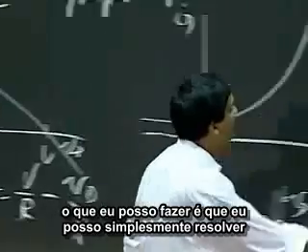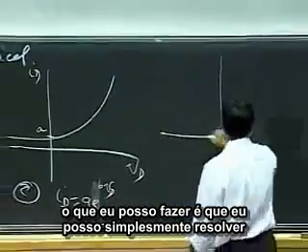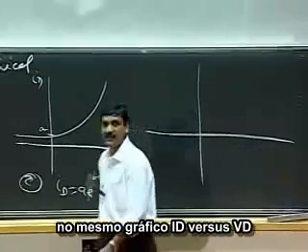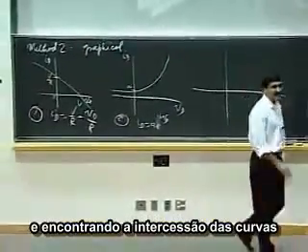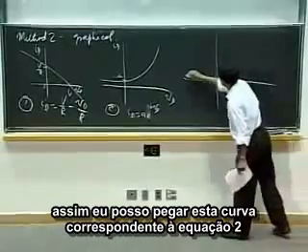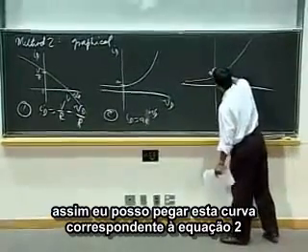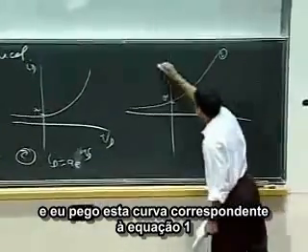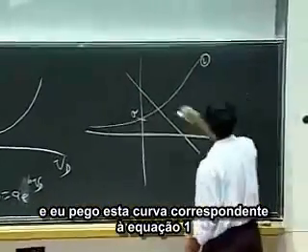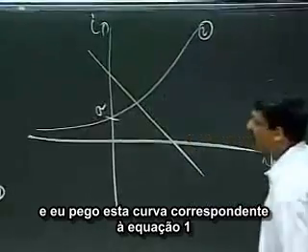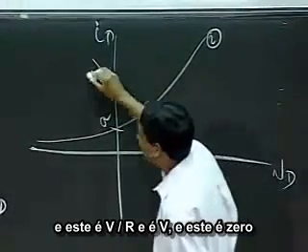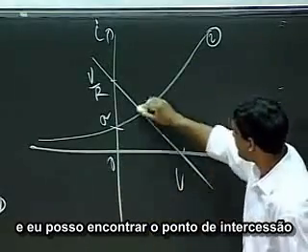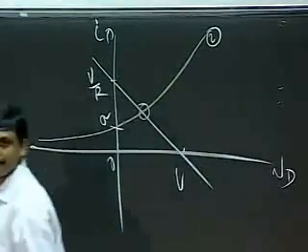So what I can do is simply solve these by superimposing the two curves on the same VD ID template here and finding the intersection of the curves. So I can take this curve corresponding to 2, and this curve corresponding to 1, and this is V divided by R, and this is V, 0, and I can find the intersection point.